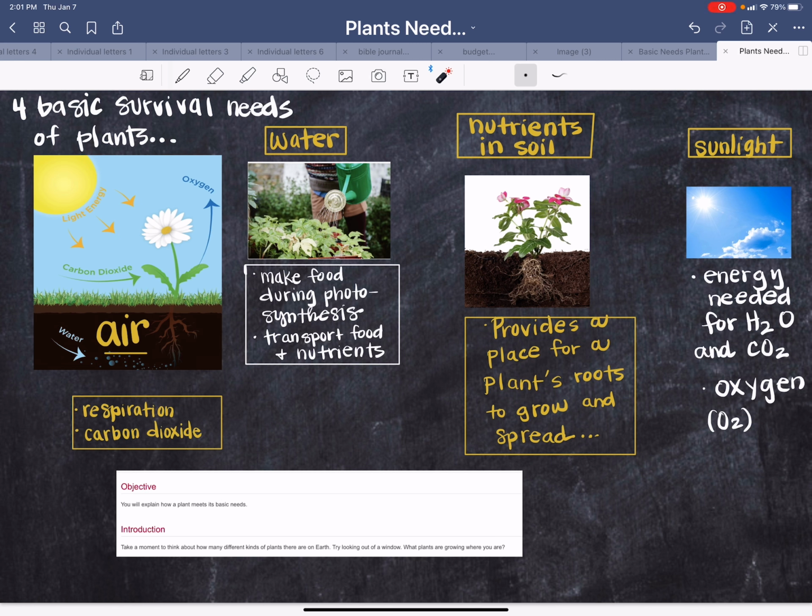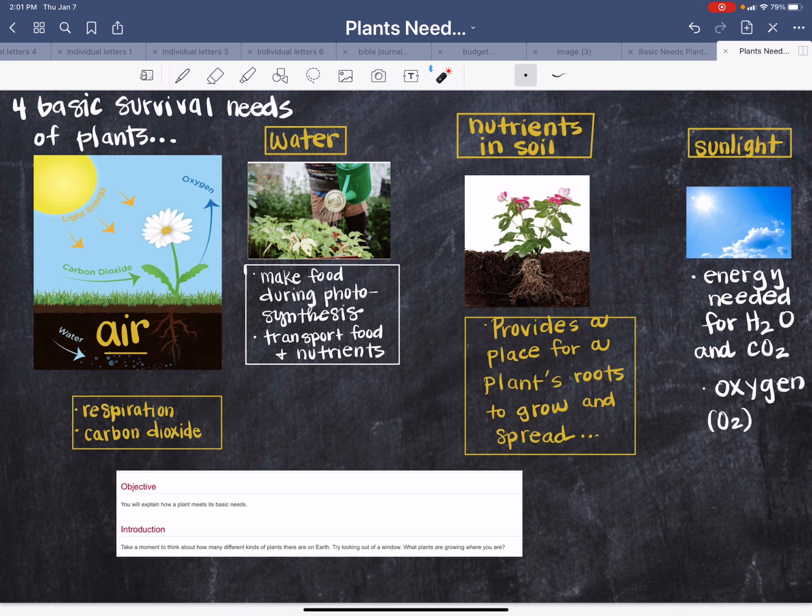Next, we've got water. Good old H2O. All right, so here's our water. Like air, water is essential to the survival of plants. A plant will die if it's without water for a long time. Water is needed to make food during photosynthesis and transport food and nutrients to other parts of the plant.